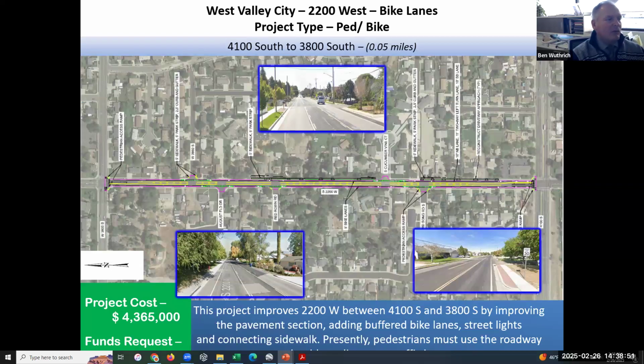Next project is a request from West Valley City. This is 2200 West. This is for bike lanes between 4100 South and 3800 South. This project is estimated to cost 4.3 plus million. Funds being requested are 2.9 plus million.